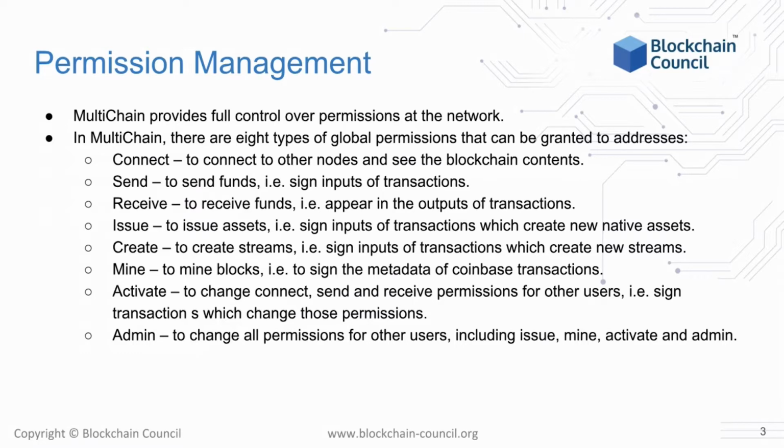In multi-chain, the foundation is based on transactions. That is why everything happens in the form of transactions. So whether you are giving or revoking permissions, it will happen in the form of transactions. Now, before we move further, we need to understand a few terms. Mining is whether someone is allowed to mine a block or not. Activate means if someone can change the send or receive permissions, like an admin or sub-admin. Admin refers to the one who can change everything.